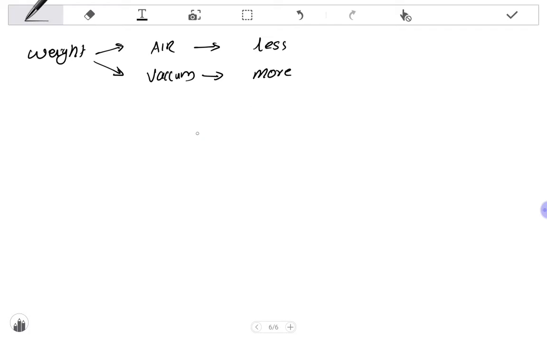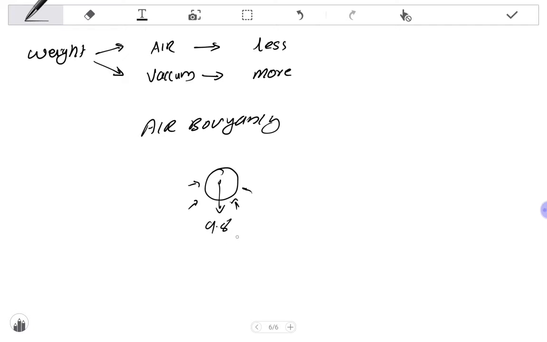Because there is something called air buoyancy. Okay, so if this is a ball, the air pressure will exert some pressure on the surface of the ball, and gravity, the center of gravity, acts downwards at 9.8. Okay, so there is some effect of air pressure acting upwards.